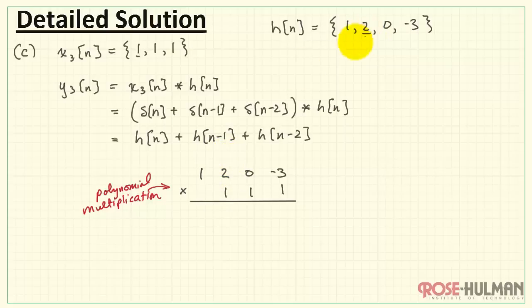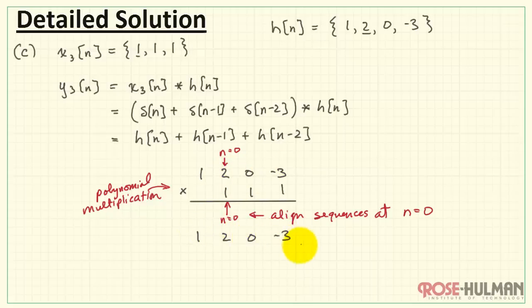So I've written my 2 sequences such that n equals 0 is in the same place for each. It's very important to time align your sequences. Now I'll take my unit value and multiply that by the top row. We recognize that as being h of n.